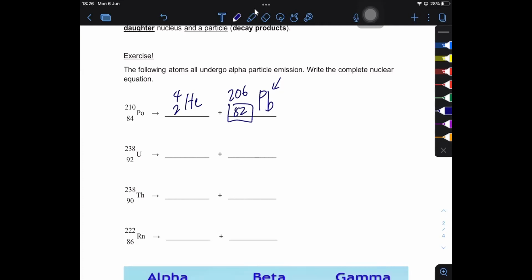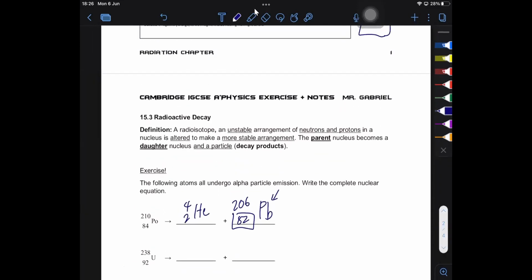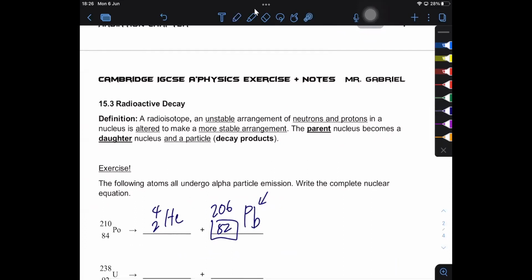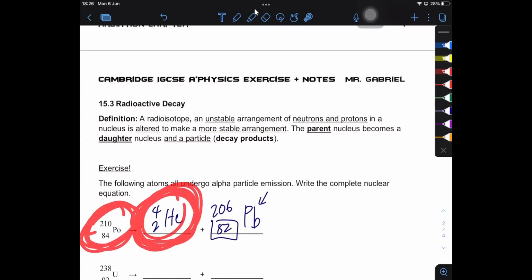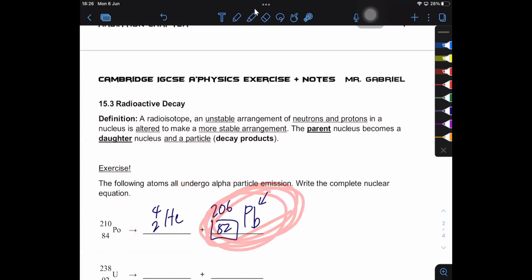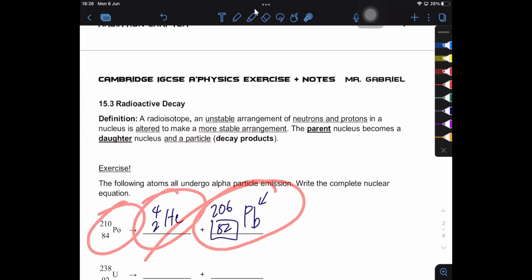All right, so essentially this is what it's supposed to do. By definition, look here. A radioisotope, an unstable arrangement of neutrons and protons in a nucleus, is altered to become more stable. Basically, it decays to become more stable. We say that the parent nucleus becomes a daughter nucleus and a particle, the decay product. So this is the parent nucleus, this is the decay product, and this is the daughter nucleus. Very important, you need to know this: parent, decay product, and daughter.